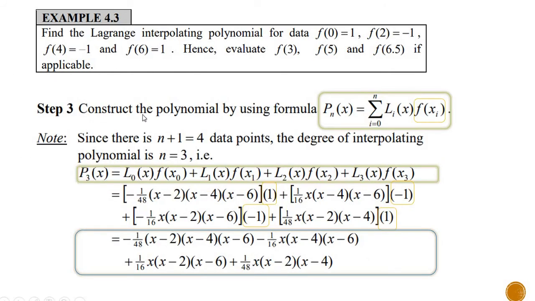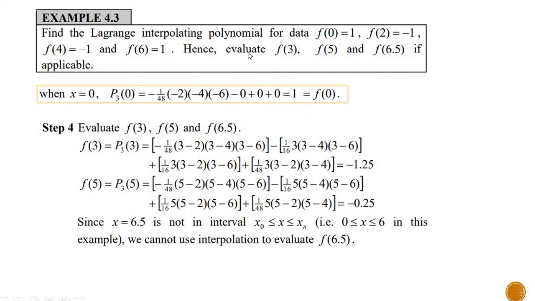Next, we will construct the polynomial by using this formula. So we have our L here and our f value here. So this is polynomial 3, and this is the formula. Fill in the values and then you will have a general equation here. Now we will find our evaluated data.